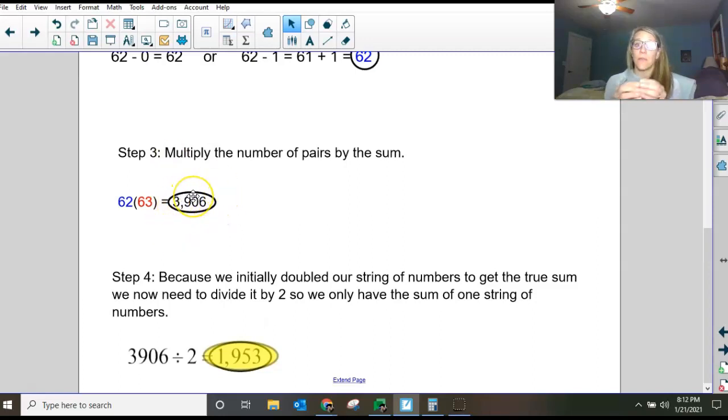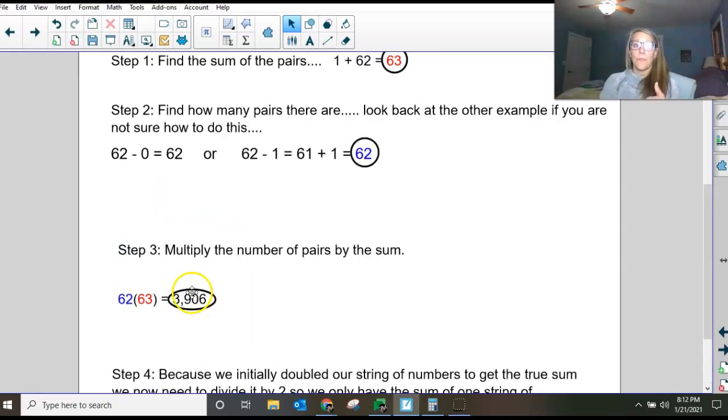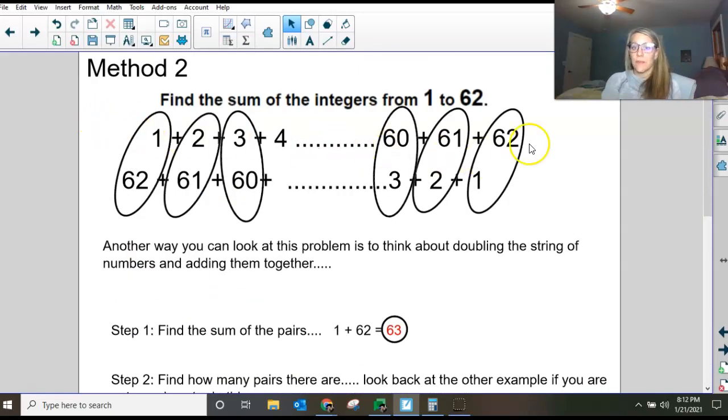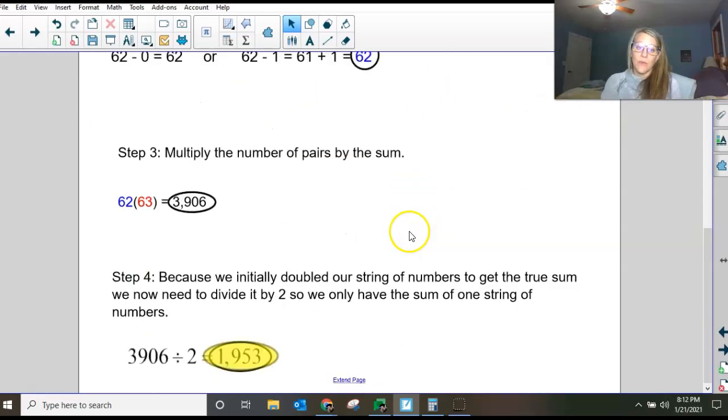So we take the sum of all of these pairs, which was 3,906, and now we're going to cut it in half because we only want the sum of this first string of numbers. And this 3,906 is actually the sum of all of them, the doubled string. So if we divide it by 2, we get that same answer, right? So I'm not sure which of those methods is easier for you. And if you want to fast forward through one of them and ignore the other, that is totally fine.